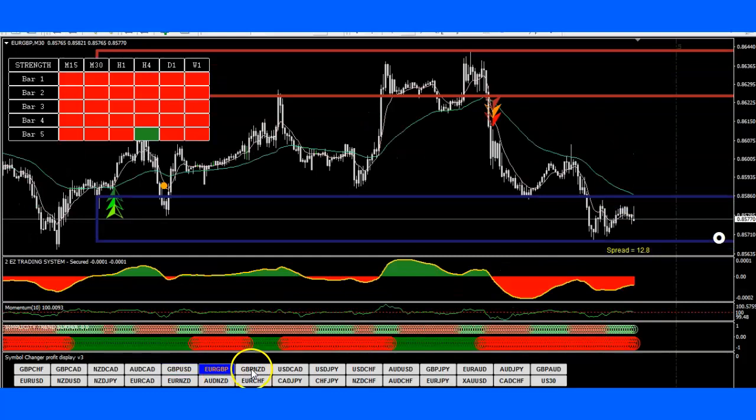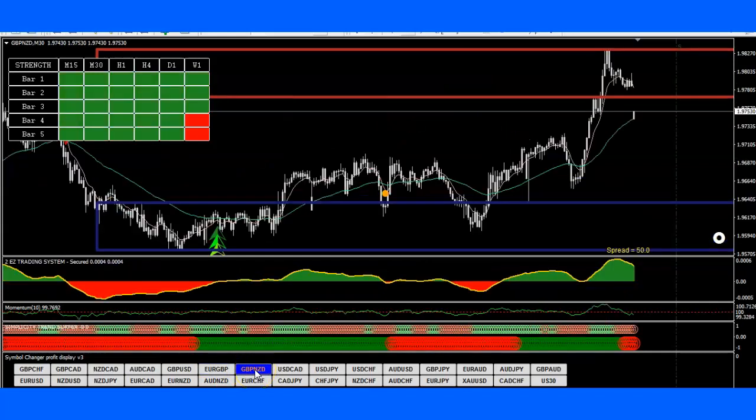EUR GBP. That one looks okay. Looks like one direction. We'll keep this one in mind for the morning. GBP NZD. Some people are asking me if I'm taking trades in London and New York. Normally the majority of my trades are going to be in London, and sometimes New York, but the majority of them are going to be London.